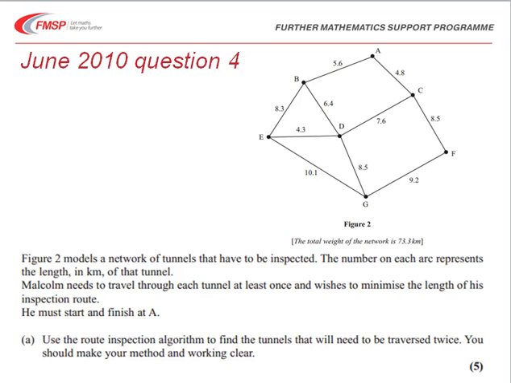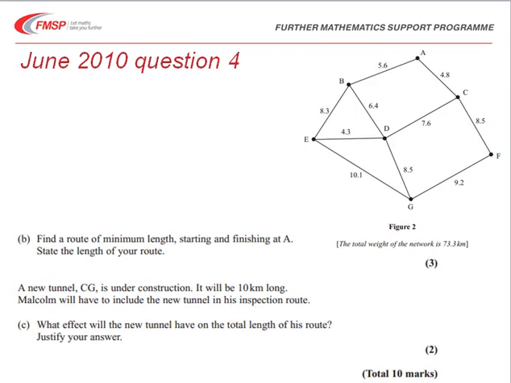So we're asked to use the route inspection algorithm to find the tunnels that we need to be traversed twice, and we should make the method clear. In the second part of the question, we're asked to find a route of minimum length starting and finishing at A and state the length of the route. Once we've done that, a new tunnel is going to be built from C through to G, which will be 10 kilometers long. Malcolm will have to include the new tunnel in his inspection route. So what effect will that have on the total length of his route? And we should justify our answer.